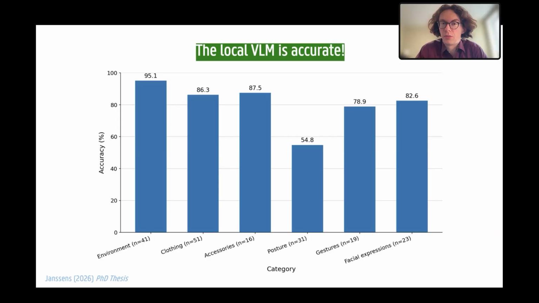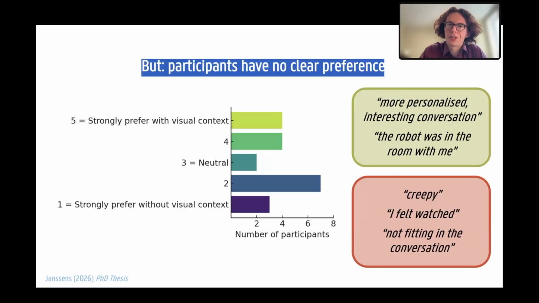And what did the results actually show? Well, on one hand, we showed that the VLM is very accurate. References of the VLM regarding things in the environment, the clothing of the person or their accessories, or even more dynamic things such as gestures and facial expressions. According to our annotators, the responses of the vision language model reached very high accuracy when it comes to these visual references. But what did the participants think?